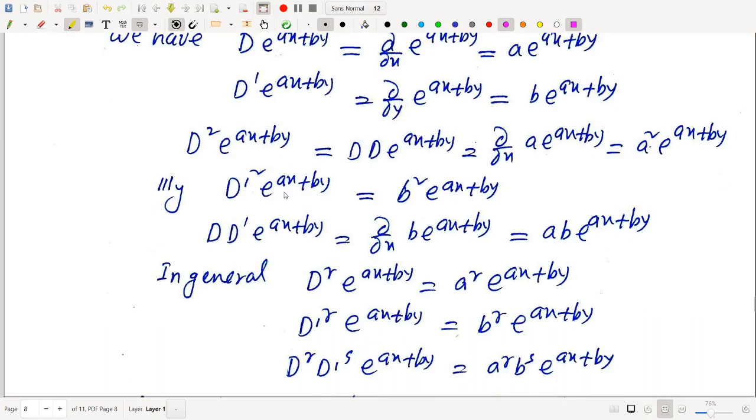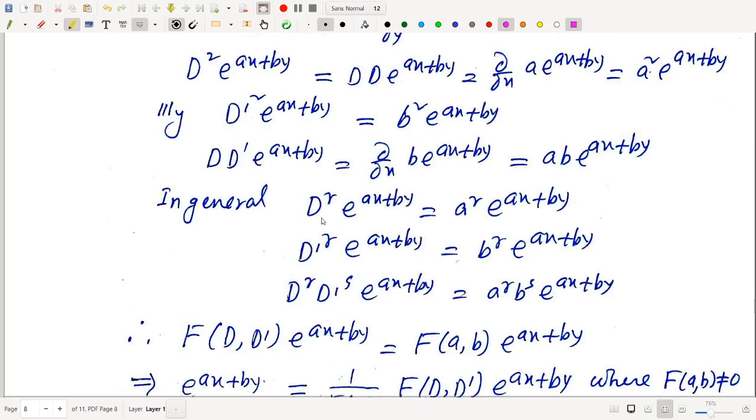Similarly, D dash square e to the power ax plus by will be b square e to the power ax plus by. Then D dash e to the power ax plus by will be del x of D dash value, that is b into e to the power ax plus by. That will give us again another a e to the power ax plus by, and a will be coming with respect to x. So ab e to the power ax plus by.